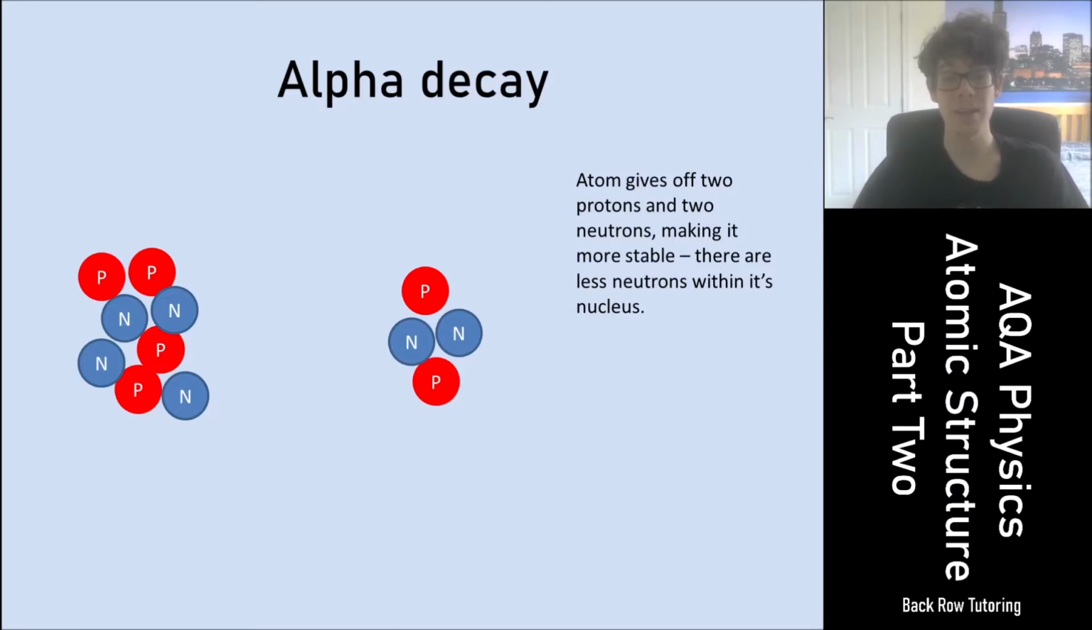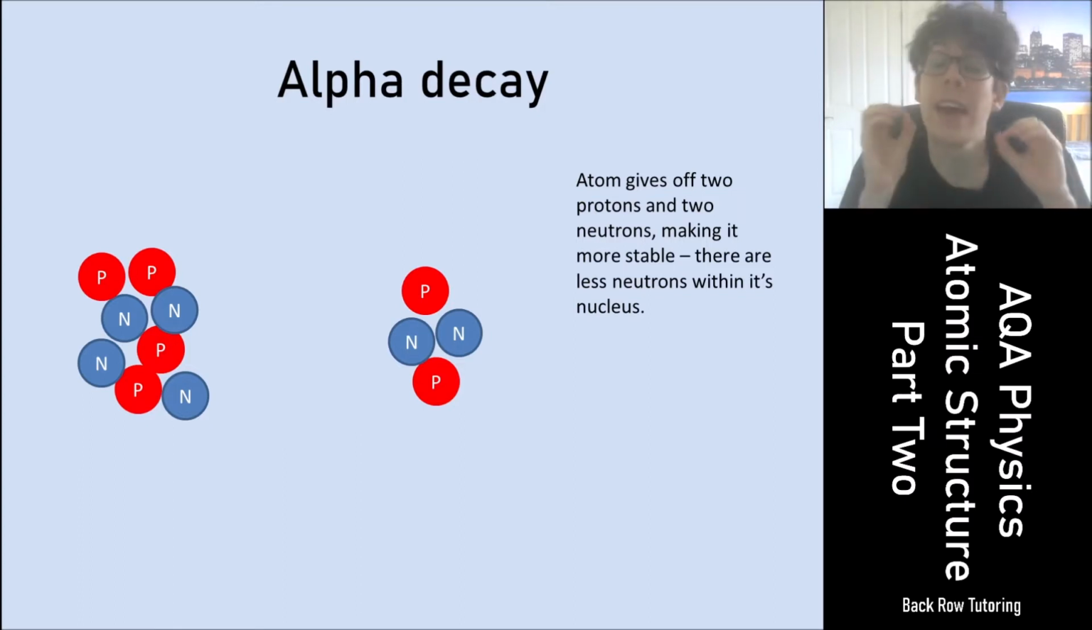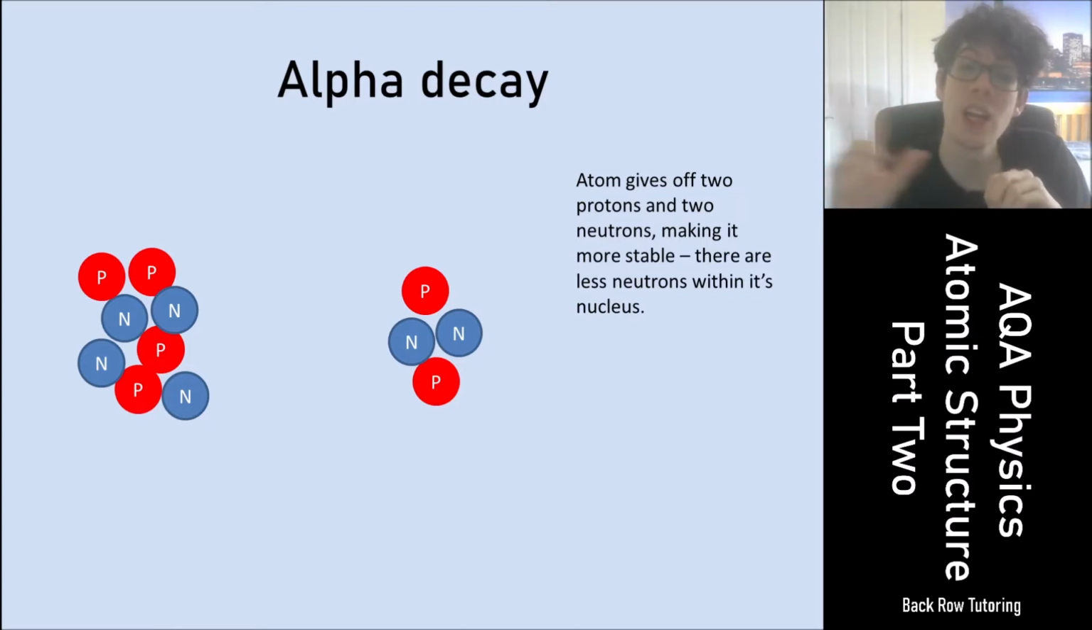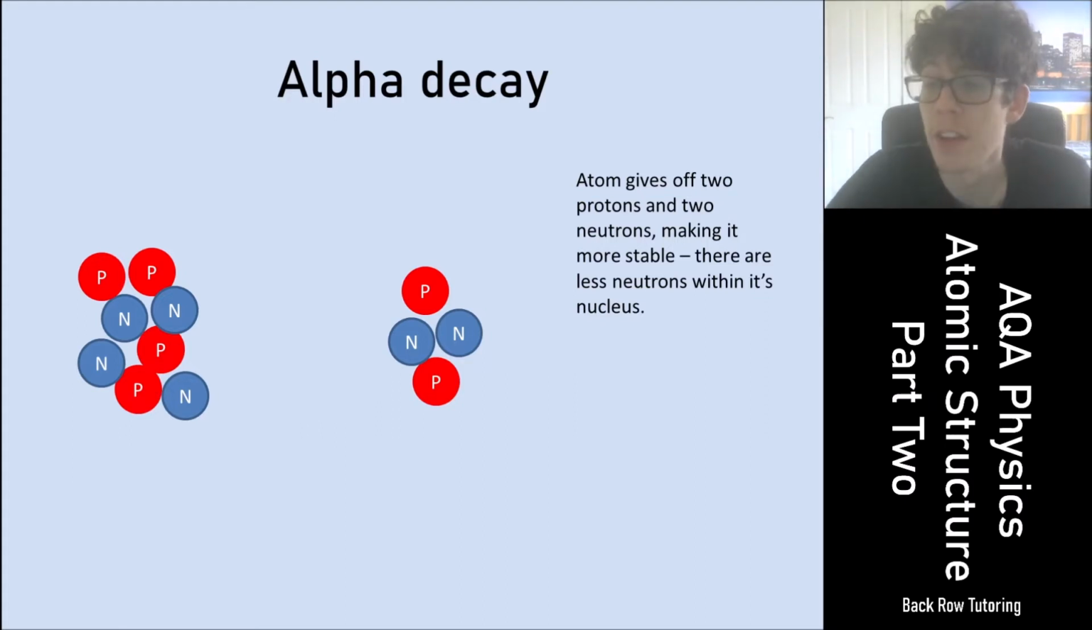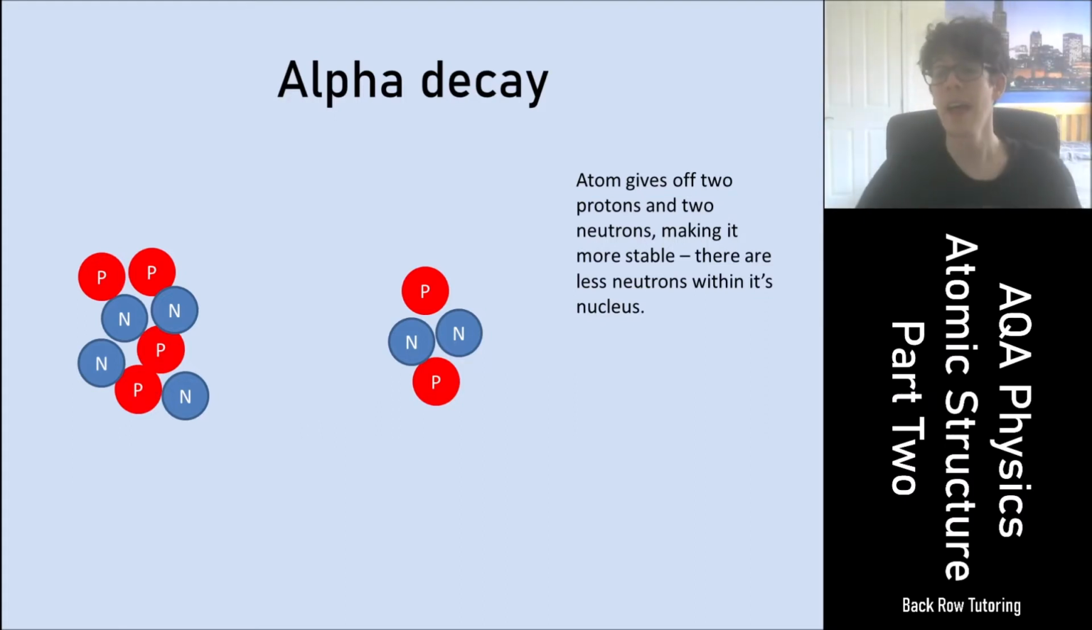So alpha decay. This little animation that we've just seen shows how alpha decay works. Let's say you had a group of protons and a group of neutrons. Let's say there's too many neutrons there. It's an isotope with a lot of neutrons. It's radioactive. It would be to that nucleus's benefit to get rid of those neutrons because it would make it more stable. So it does, and when those 2 neutrons go away, 2 protons go away with them. So the atom gives off 2 protons and 2 neutrons, making it more stable. There are fewer neutrons within its nucleus.